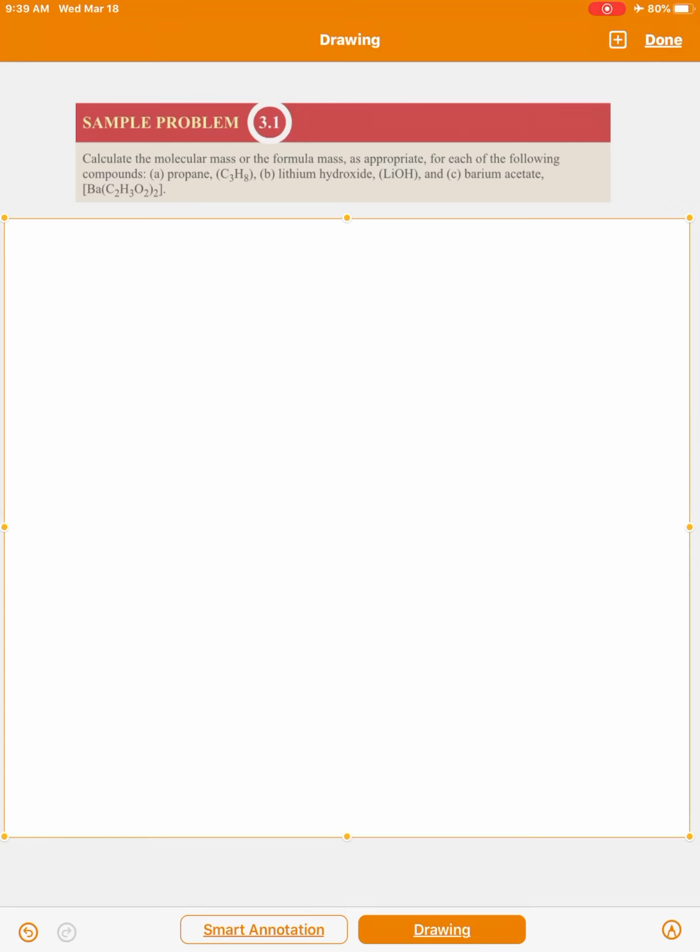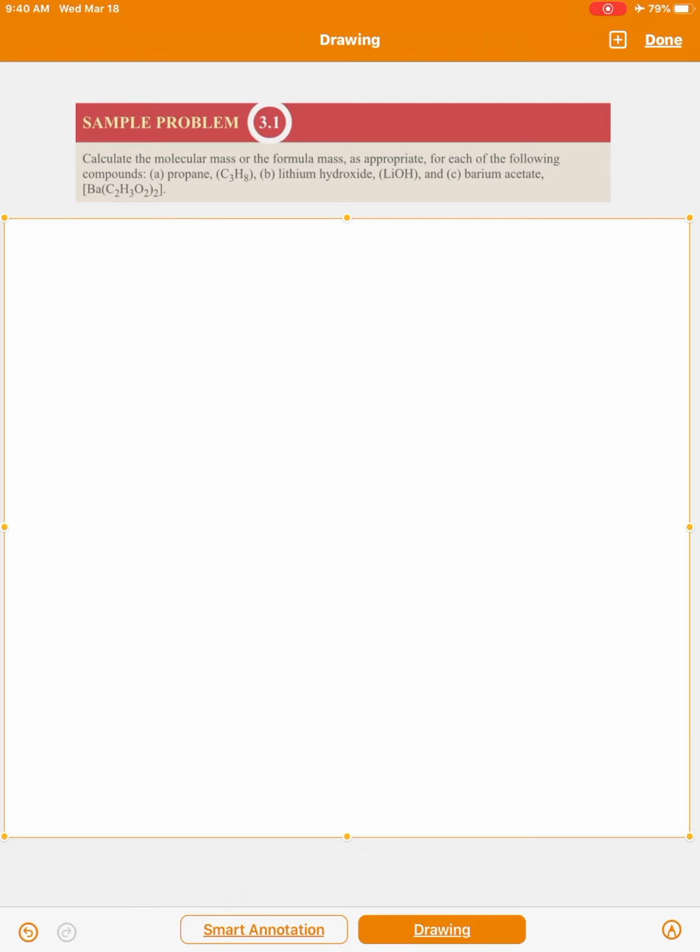Barium acetate. So let's take a look at this one. It is common for us to calculate the weights of materials in chemistry. We do it quite a bit. So in this particular example, we want to find the molecular mass and the formula mass for each compound. So the first one is propane, C3H8.